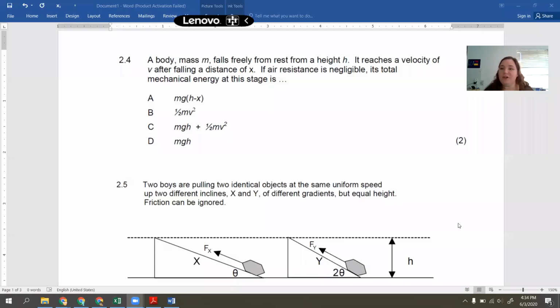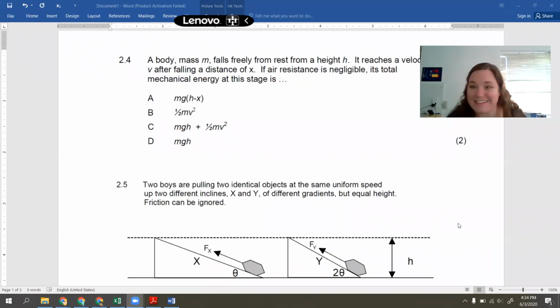So this is the masterclass on work, energy, and power. All right. So we're going to go through these one at a time. Anyone who hasn't been in a masterclass before, don't panic. Well done on getting here this time.